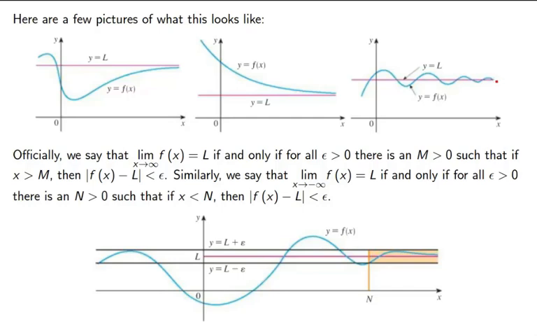Here's one final picture of this concept. We've got this line at L. We've got an epsilon, some interval around it, above and below. And eventually you'll find this N, where as far as you can go past N, the function stays within this small interval. That's the idea of the limit as x approaches infinity being a number, the idea of it trending towards something.